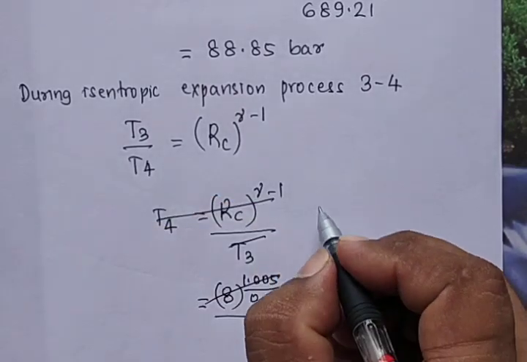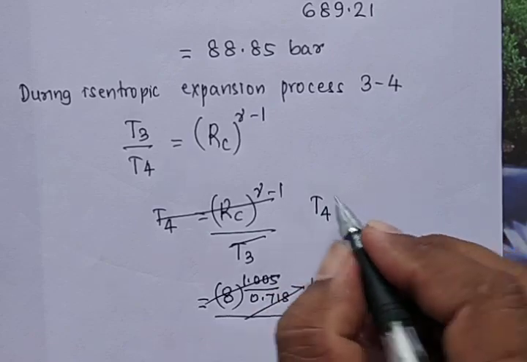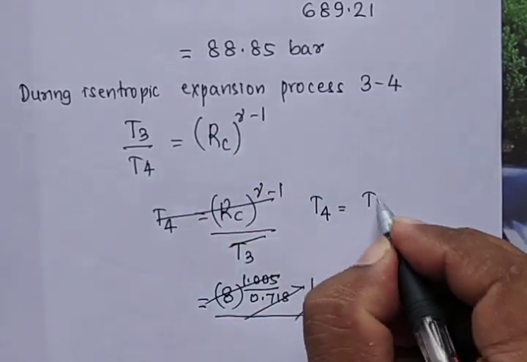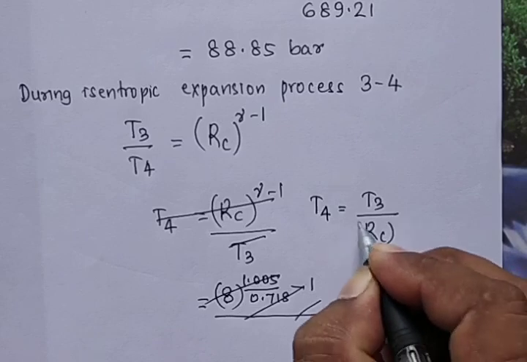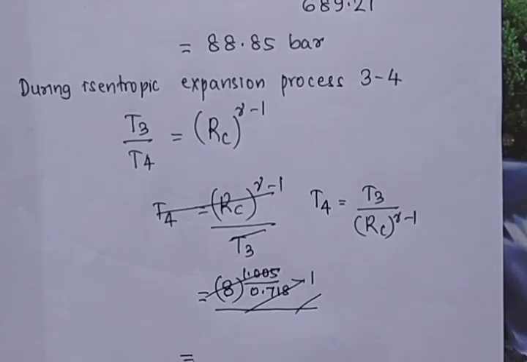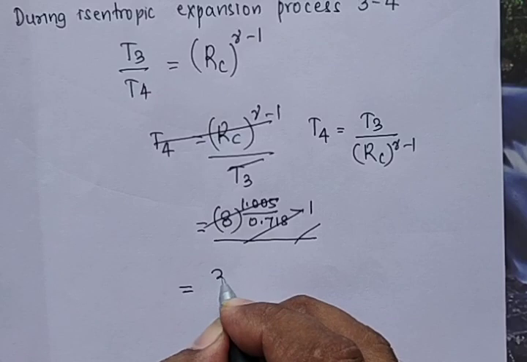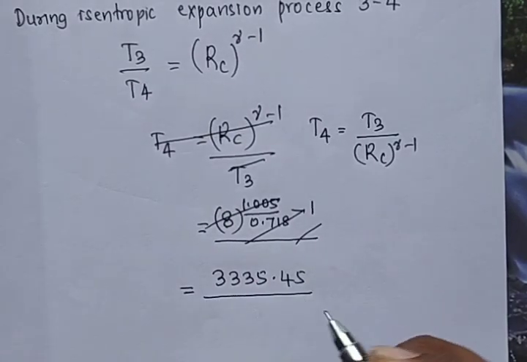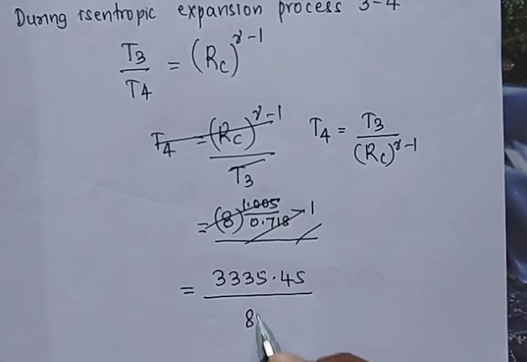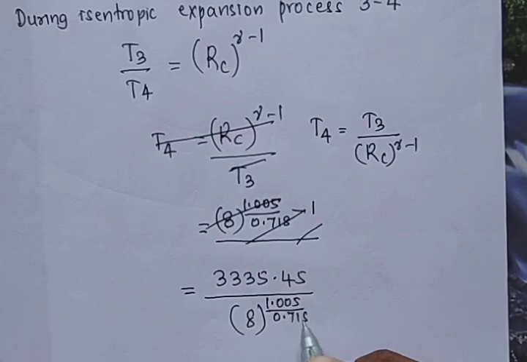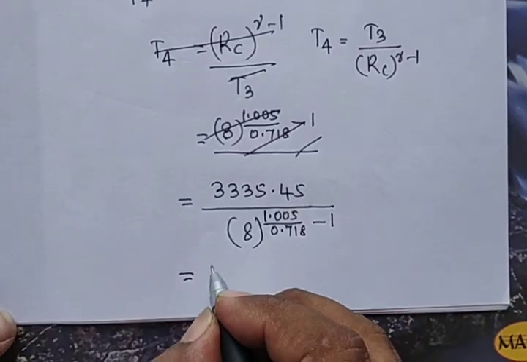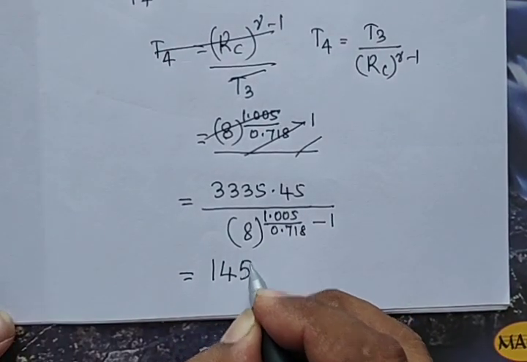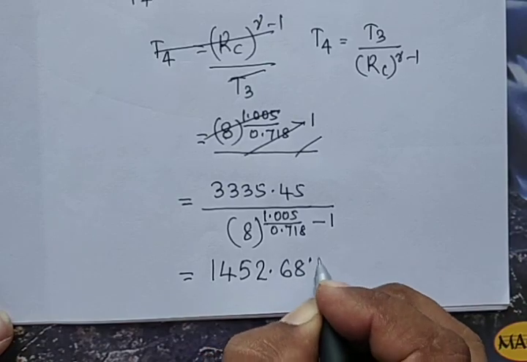I want the value of T4. So T4 will be equal to T3 by Rc to the power gamma minus 1. That is, T3 is 3335.45 divided by Rc is 8 whole raised to 1.005 divided by 0.718 minus 1. So find out the value of T4. So we get the value of T4 as 1452.68 degrees Kelvin.